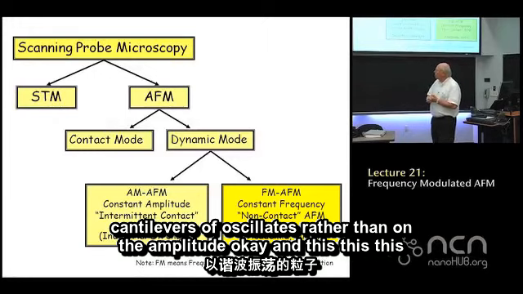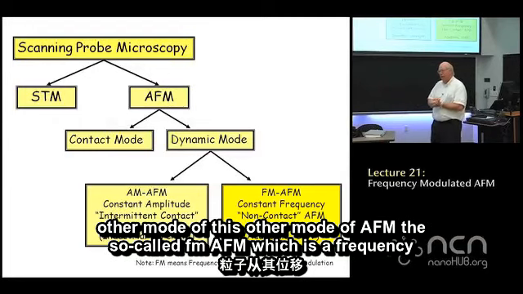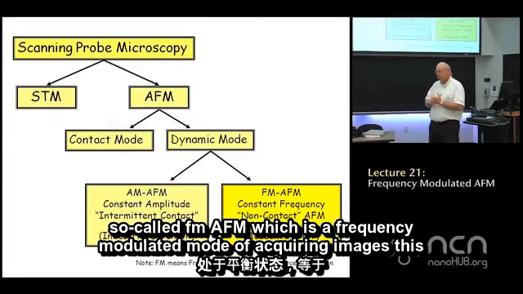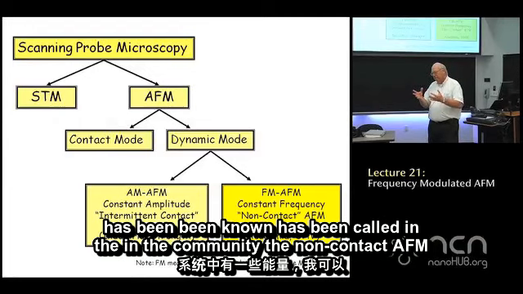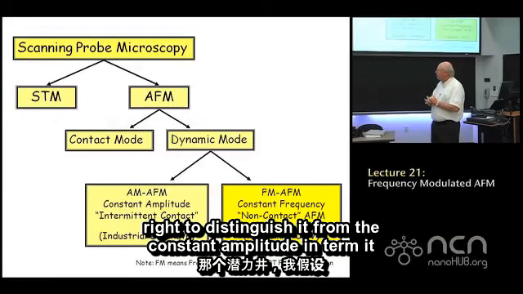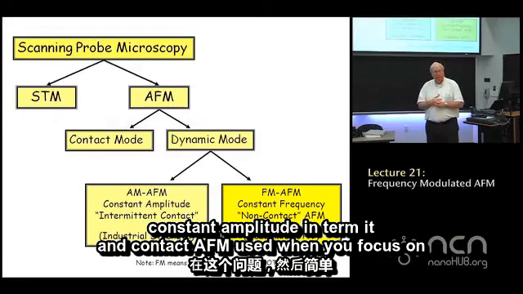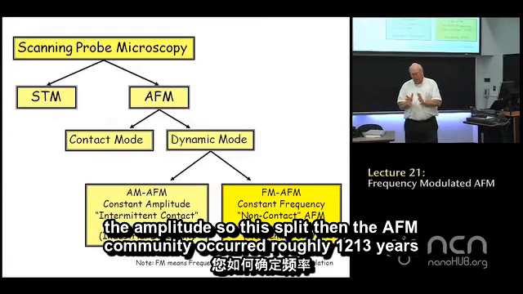And this other mode of AFM, the so-called FM AFM, which is a frequency modulated mode of acquiring images, has been called in the community the non-contact AFM, right? To distinguish it from the constant amplitude intermittent contact AFM used when you focus on the amplitude. So this split in the AFM community occurred roughly 12, 13 years ago.